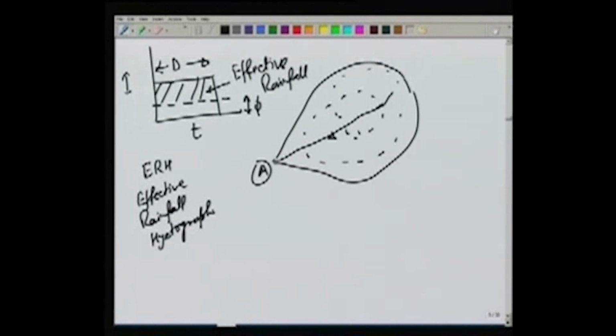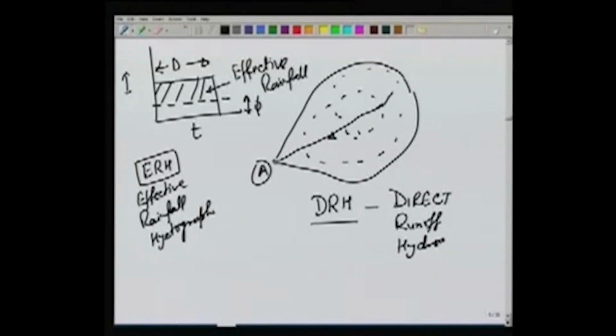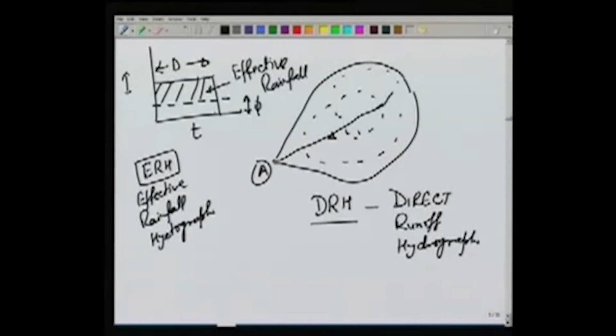So our interest is in looking at, for a given ERH, what will be the runoff hydrograph or DRH, direct runoff hydrograph. Because in a hydrograph there will be some component which will have base flow, and that is not a direct result of the effective rainfall. Therefore we must remove that component and then study what is the relation between effective rainfall and the direct runoff.